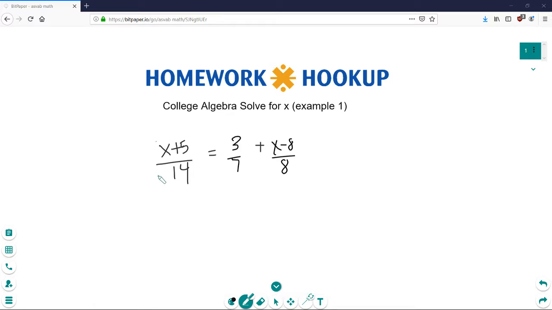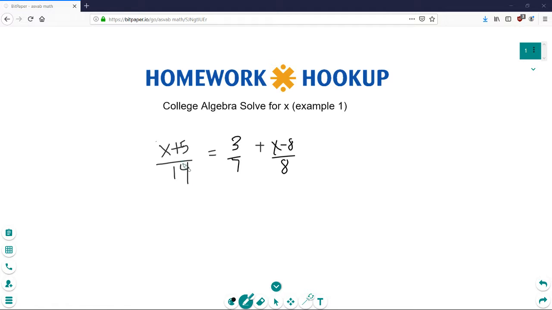This particular one's from college algebra. I saw this on Facebook and just decided to post it. Okay, so here we go. We have (x + 5)/14 = 3/7 + (x − 8)/8.